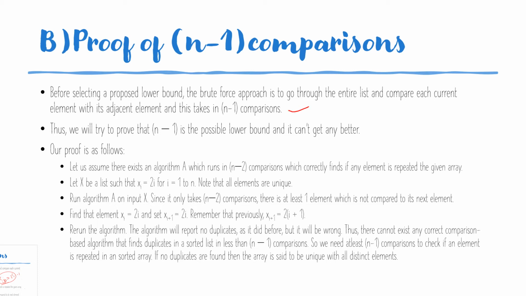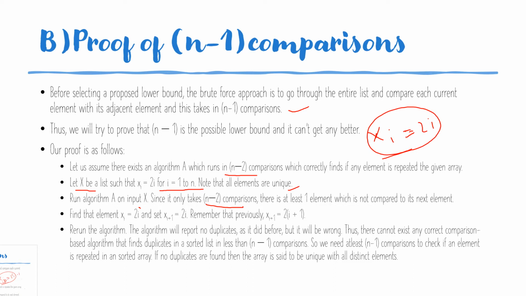So I'm trying to prove it can't get any better. I assume that we can do this in n minus 2 comparisons using an algorithm A which exists. I take an array X with elements x_i equal to 2i for i equal to 1 to n, assuming that all elements are unique. First I'll run the algorithm A on input x. It will take only n minus 2 comparisons.